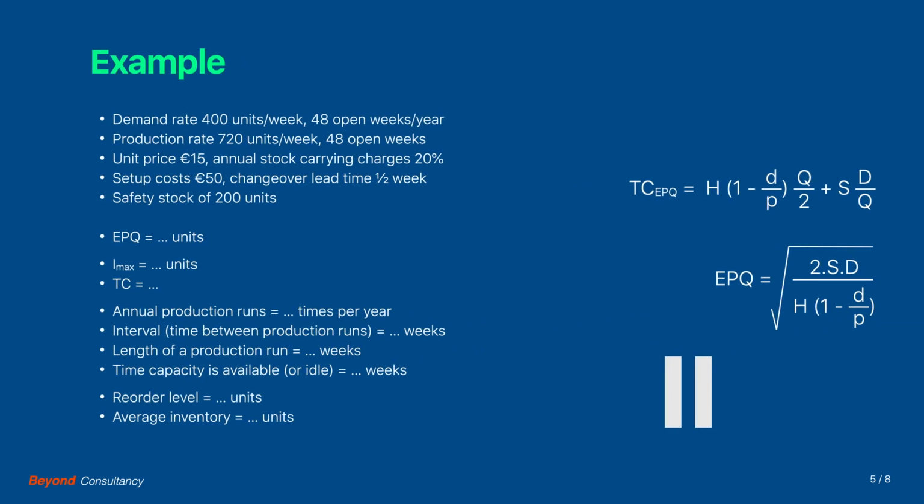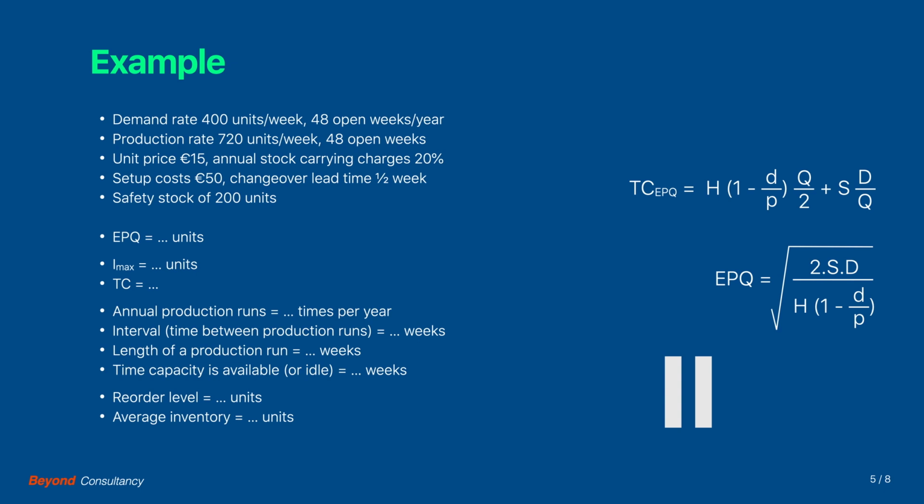Assume a rate of takeout of 400 units per week and that we have 48 open weeks per year. Next, assume a production rate of 720 units per week, and this also for 48 weeks. The unit purchase price is €15 and the annual stock carrying charges are 20%. The setup costs are €50 per changeover and the changeover lead time is half a week. The required safety stock is 200 units.